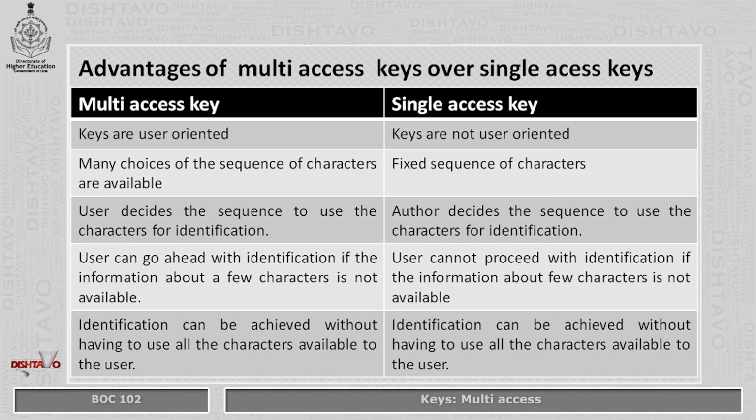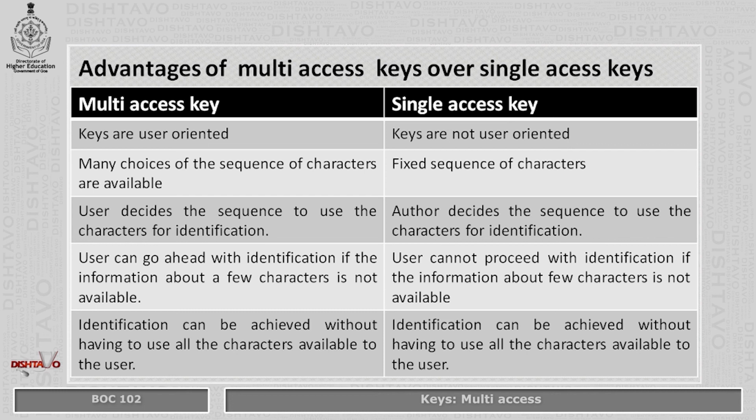Coming to the advantages of multi-access keys over single access keys. In multi-access keys, keys are user oriented, whereas in single access keys, keys are not user oriented, where the user cannot decide the sequence to follow in the identification process or doesn't have the freedom to select the character for identification. In multi-access keys, many choices of sequence of characters are available, whereas in single access keys, a fixed sequence of characters is available. In multi-access keys, the user decides the sequence to use the character for identification, whereas in single access keys, the author decides the sequence to use the character for identification.